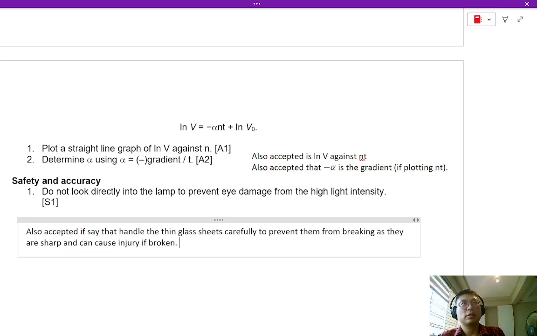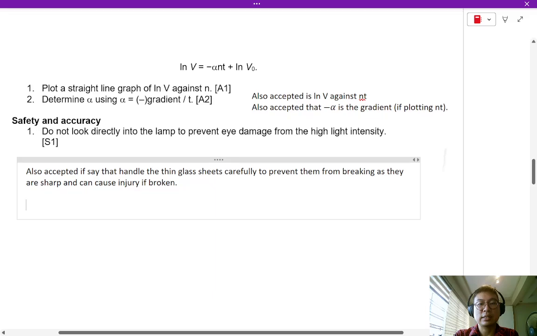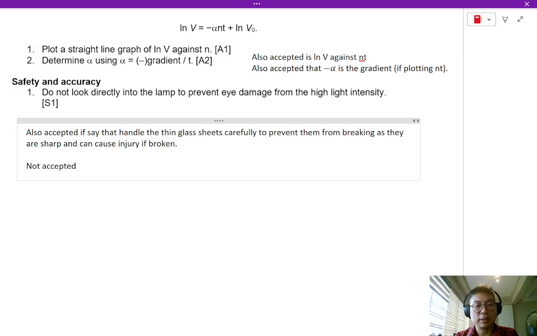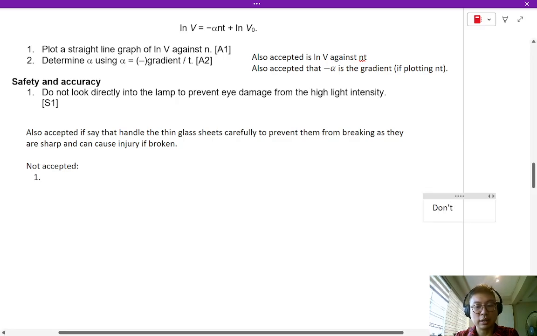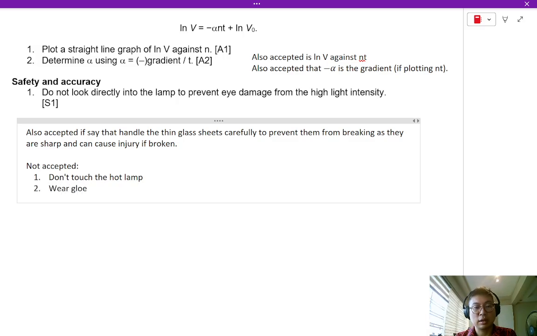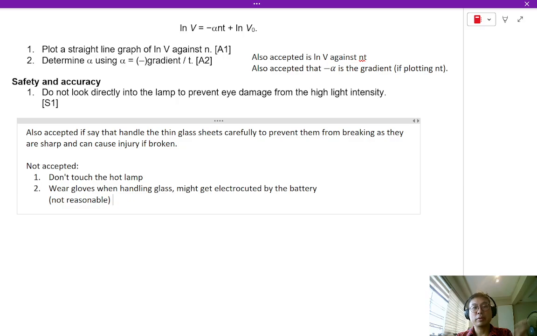There isn't anything else, and irrelevant or insignificant things like don't touch the lamp because it's hot are probably not accepted. These are very common and not particularly important or realistic. Things like wear gloves when handling glass, or you might get electrocuted by the battery, are all not reasonable. So they won't be awarded any marks.